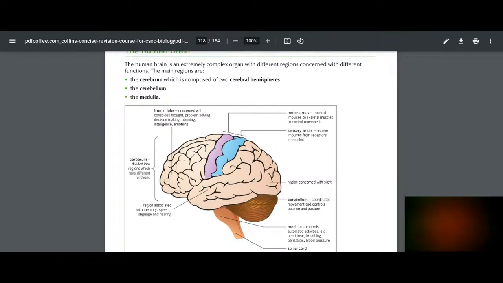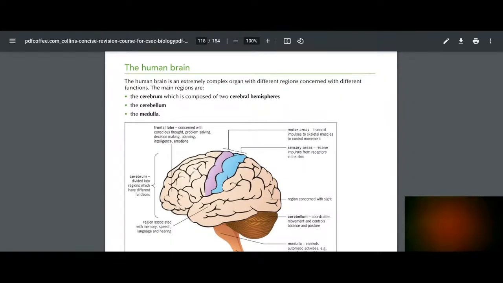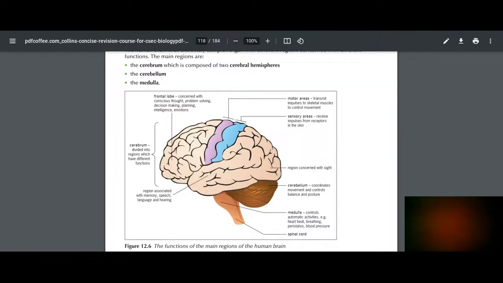So when it comes to the human brain, the three main regions are the cerebrum, the cerebellum, and the medulla.